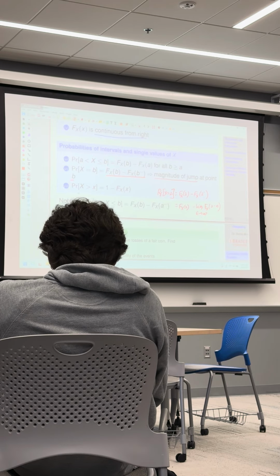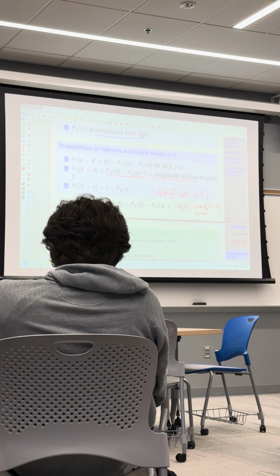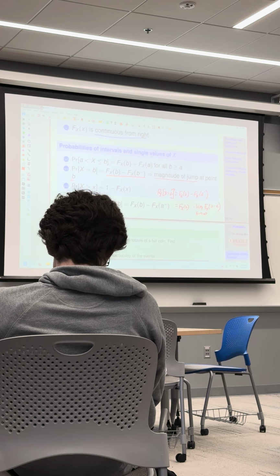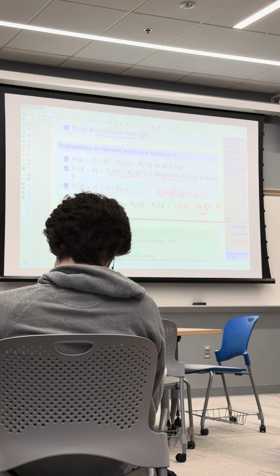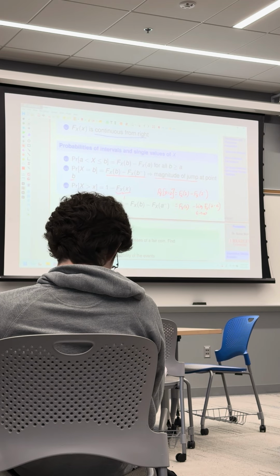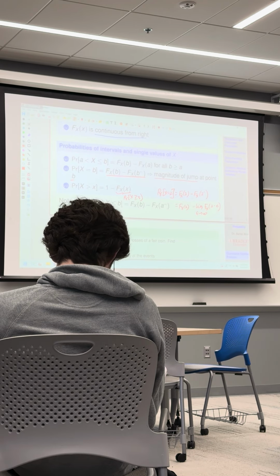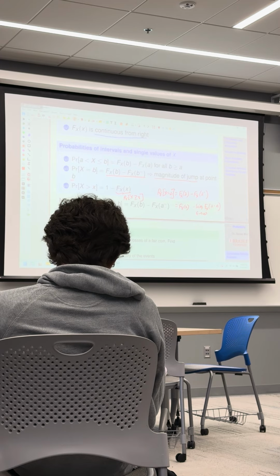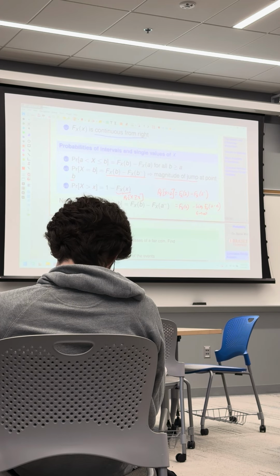If you want to find the probability of x greater than x, then you just find 1 minus the CDF, because this CDF includes x less than or equal to x, therefore 1 minus the probability that x is less than or equal to x will give you the probability that x is greater than x.